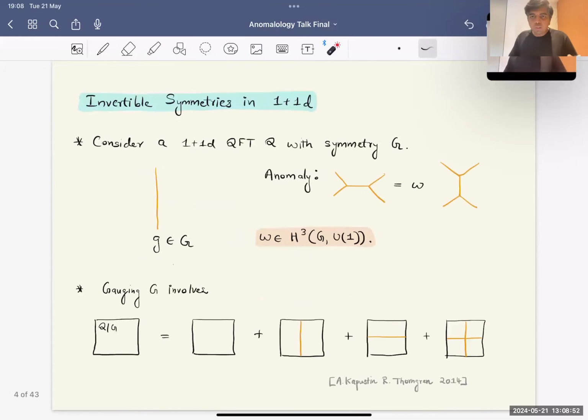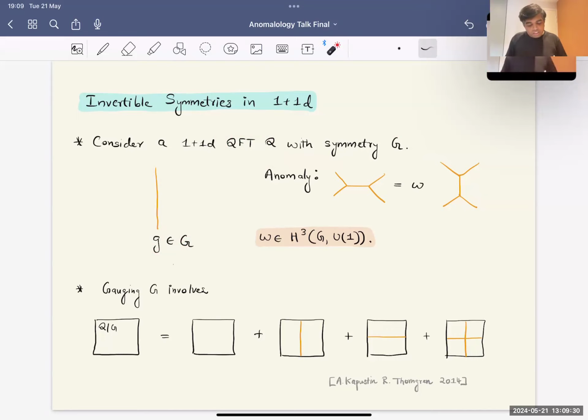So let me start with a quick review of symmetries in 1 plus 1D. We have in general a generic QFT Q in 1 plus 1D, and we assume that the QFT has some symmetry G. So now it's an invertible symmetry. There is some group G. G is non-abelian in general, and every group element labels some line operator. These yellow lines are topological line operators labeled by group elements, and these are the lines which implement the symmetry, which act on the local operators of the QFT, and implement the symmetry G.